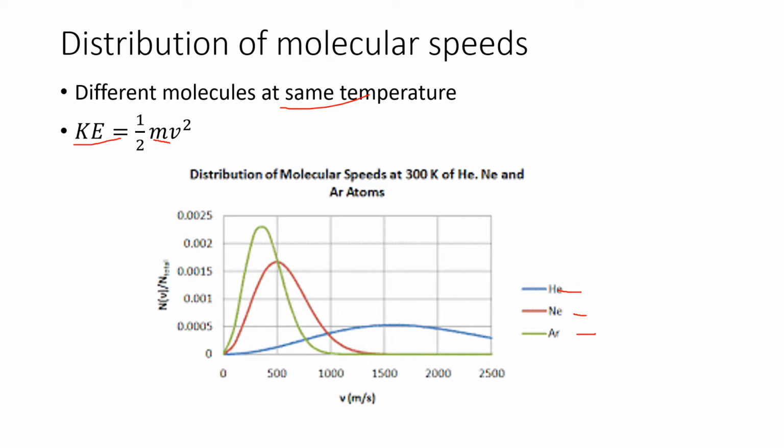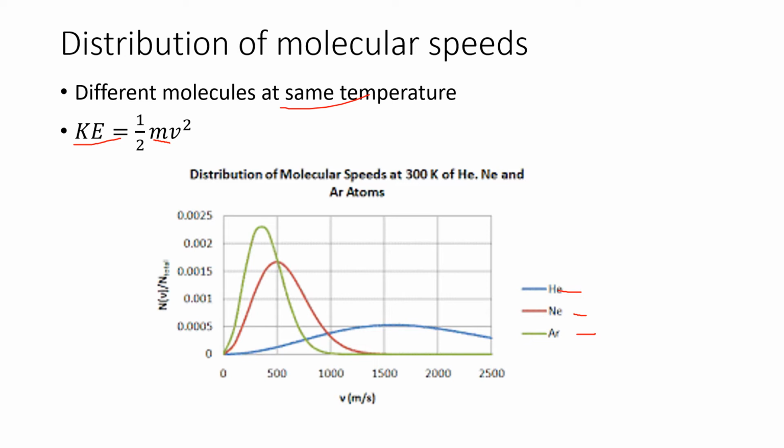If helium, neon, and argon all have the same kinetic energy, but they have different masses, then they must have different velocities. And what you'll notice is that mass and velocity are inversely related. The bigger the mass is, the lower the velocity in order to get that same kinetic energy. The smaller the mass, the higher the velocity will need to be to get that same kinetic energy. And you're going to see that in the plot.